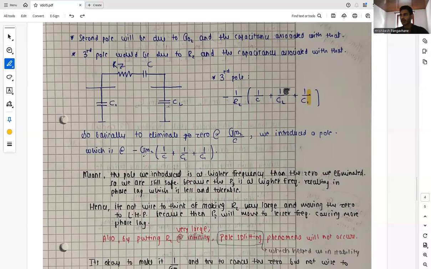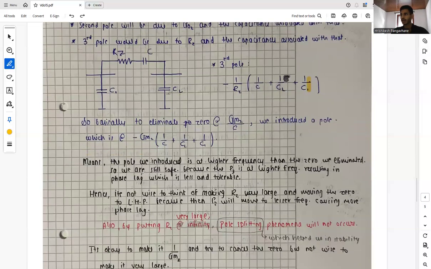So how can we say that? Because we are saying that 1 upon Rz, so basically, we are making it gm2. And now if we want to increase the value of Rz, we have to decrease the value of gm2. And if we decrease the value of gm2, then this pole will shift to lower frequency values, and thus it will give more phase lag, which won't be tolerable.